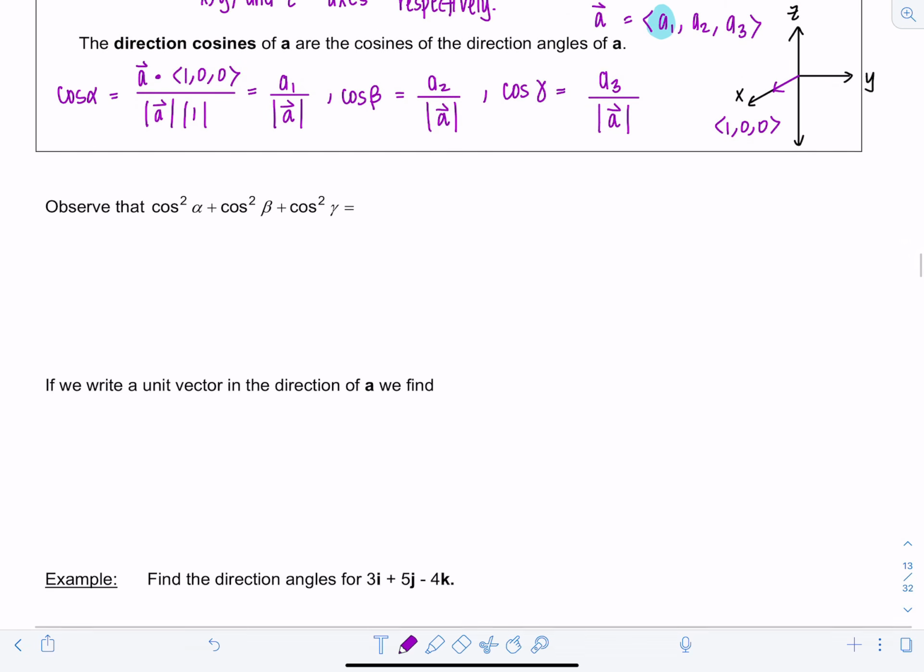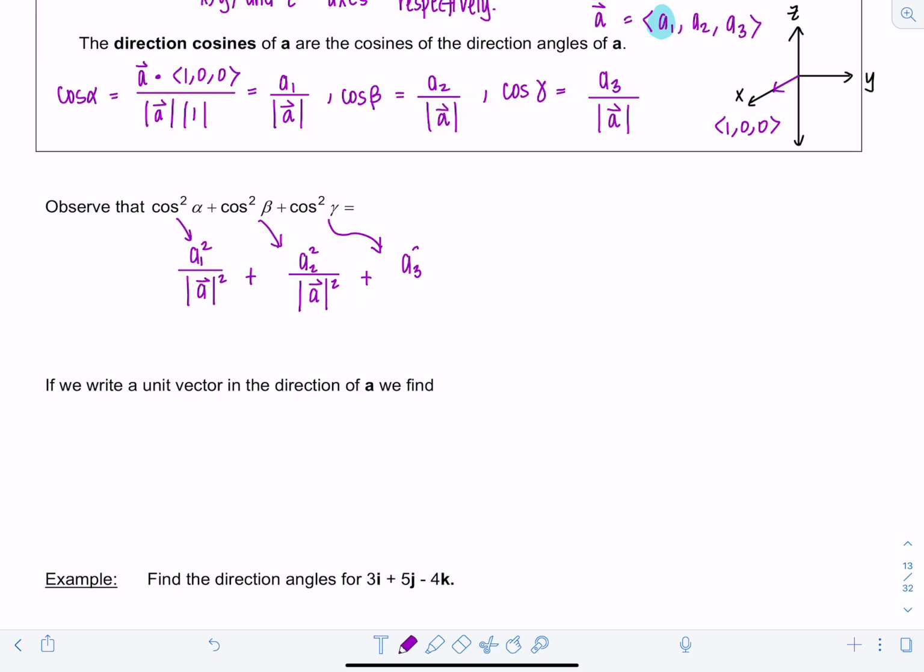So if I square all of these direction cosines, I'm going to have A1 squared over the magnitude of A squared, plus cosine squared beta, which is A2 squared over the magnitude of A squared, plus cosine squared gamma, which is A3 squared over the magnitude of A squared. They all have the same denominator, the magnitude of A squared. And I have A1 squared plus A2 squared plus A3 squared.